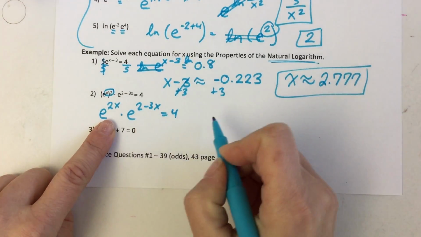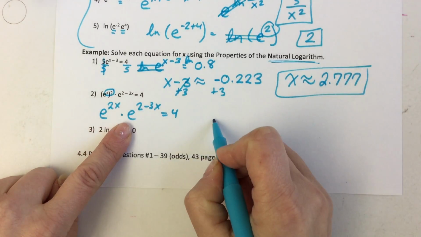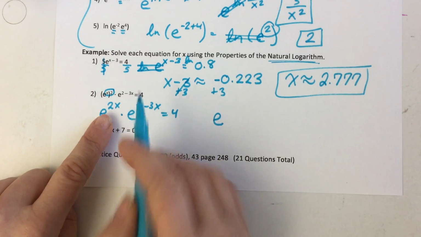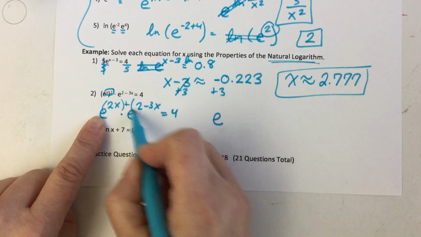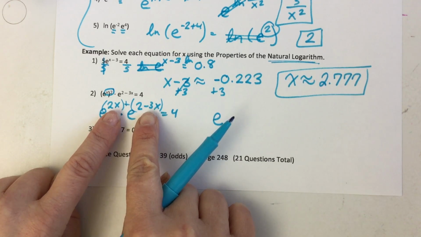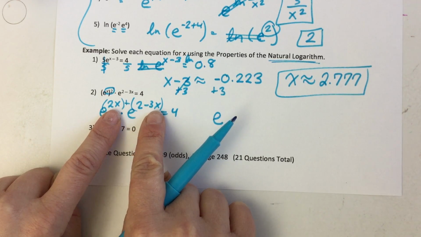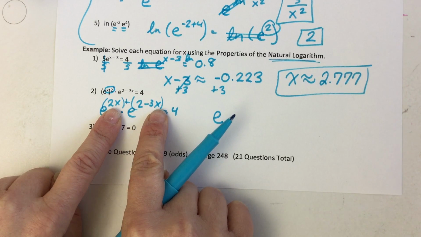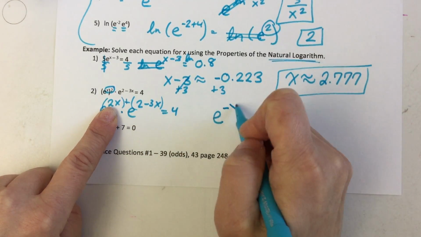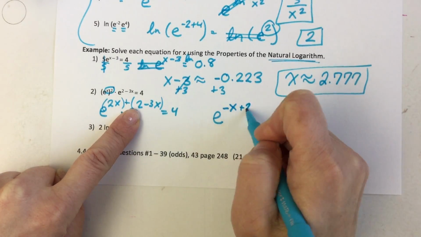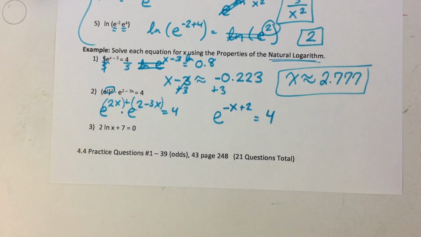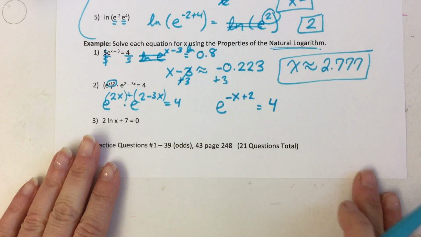Now I condense these because they both have a base of e. I get to write the base of e 1 time. Multiplying goes with adding, so I am adding these 2 exponents. What you do when you're adding, because notice I have variables and some constants, you're combining like terms. So 2x plus a negative 3x is just negative 1x plus 2. Now that I got rid of the parentheses, I condensed my bases down to 1.